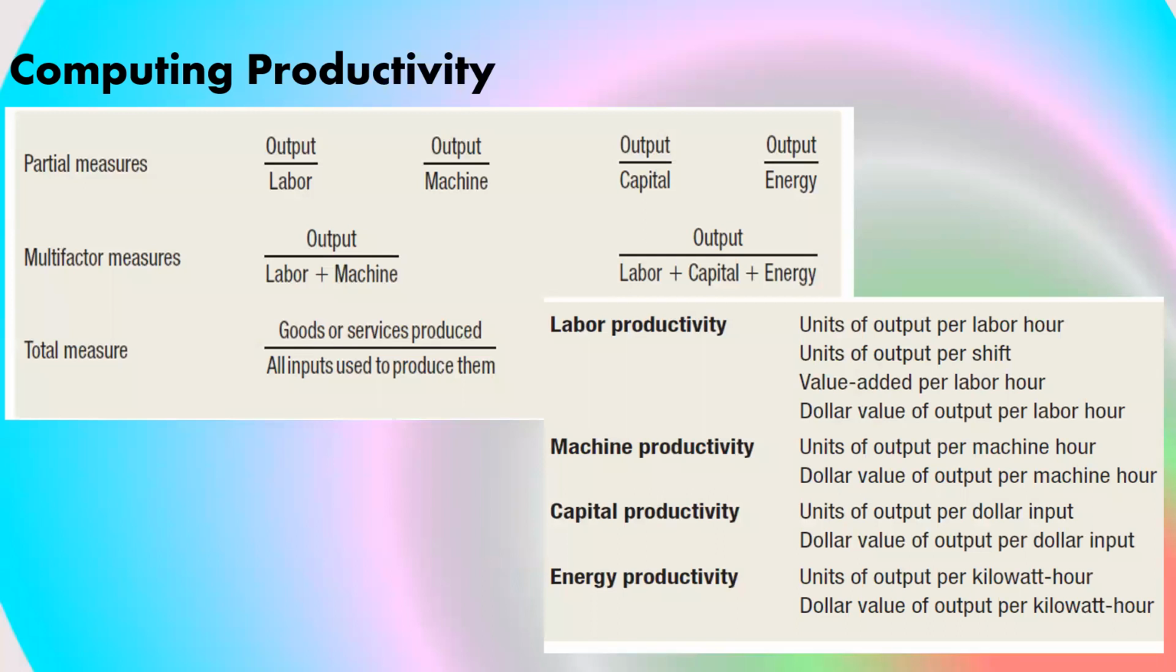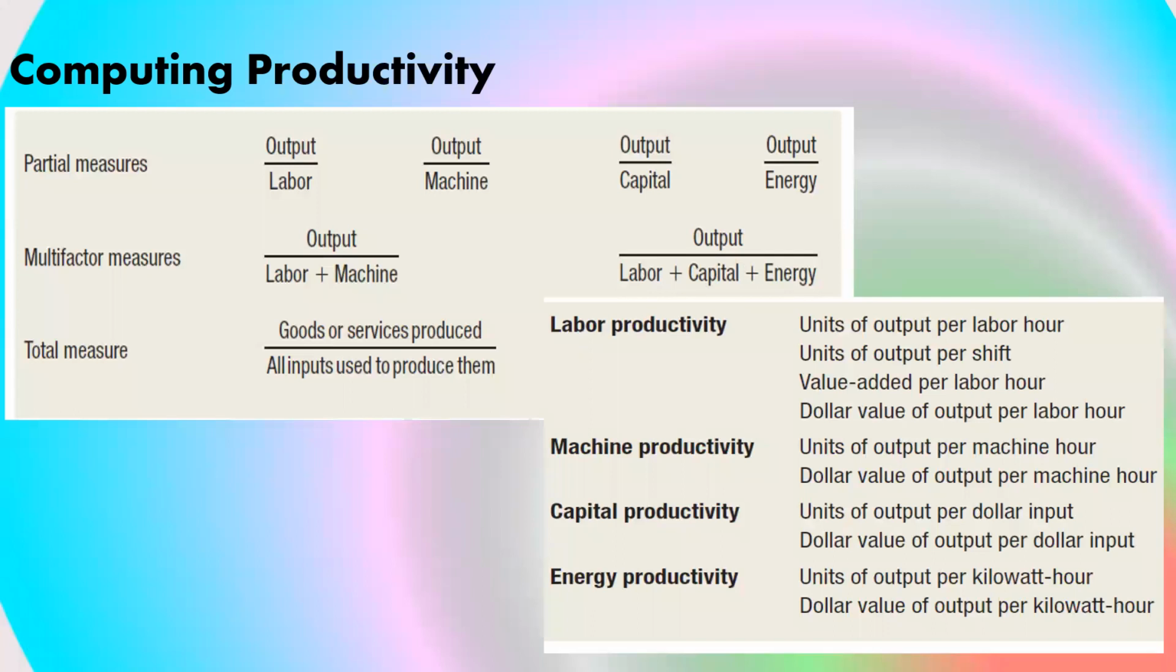So that is partial measures. For multi-factor measures, you have output divided by a combination of different inputs. For example, you have labor plus machine. Another is labor plus capital and energy. So you have to add all of these, and then divide the output by the input. And then there are also total measures.